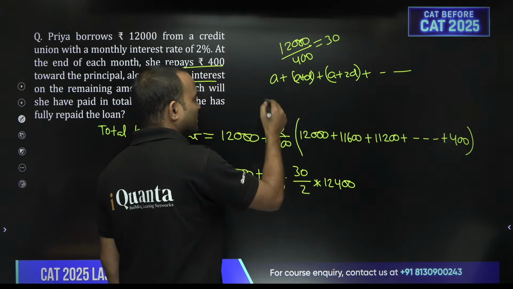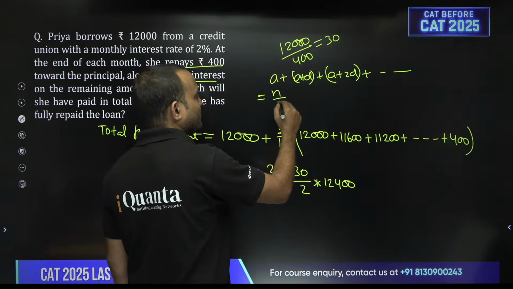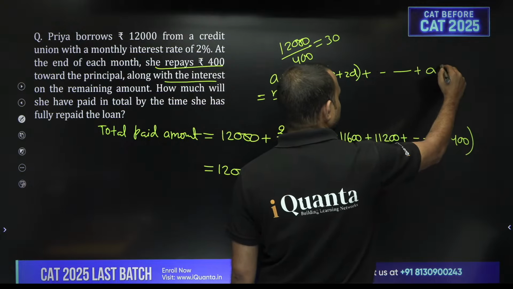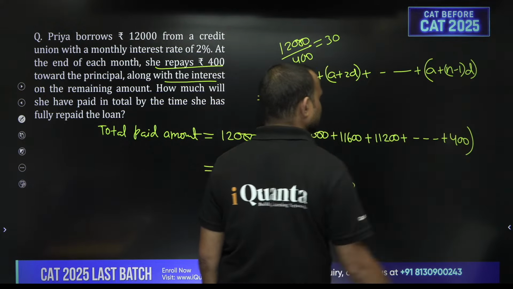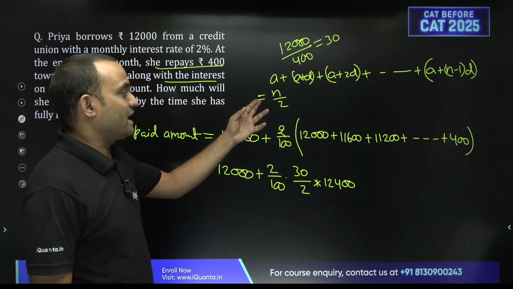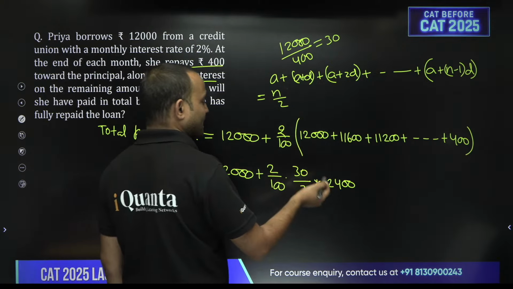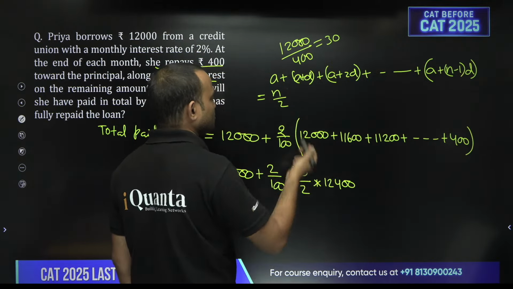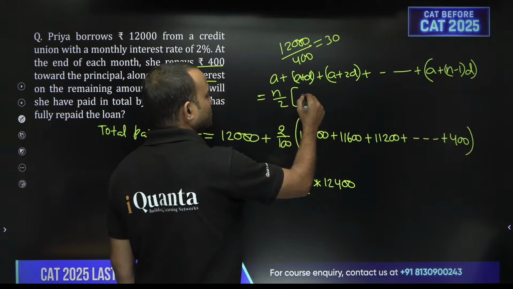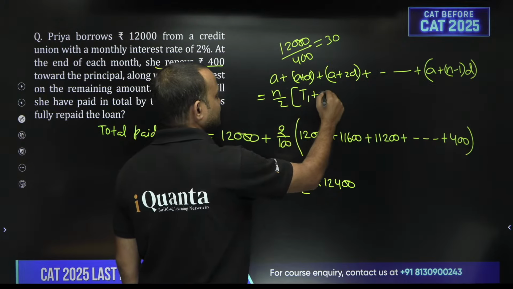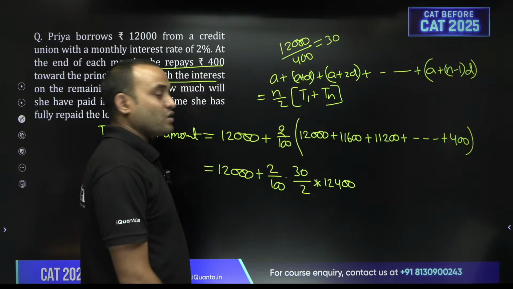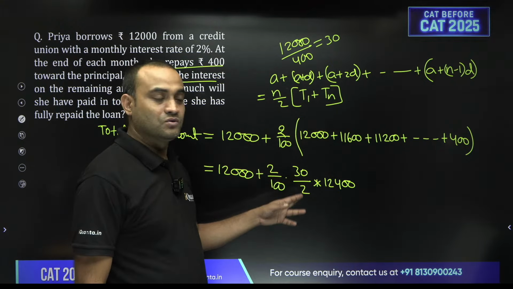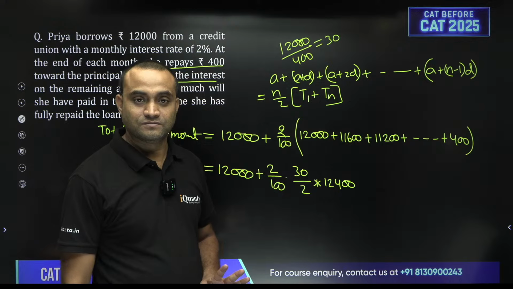If you have a, a plus d, a plus 2d and so on, then the sum is equal to n by 2 into 2a plus (n minus 1)d. Here the common difference is minus 400. So this is n by 2 into first term plus last term. This is how we find it. So n is 30, 30 by 2 into first term plus last term. That will be our calculation.